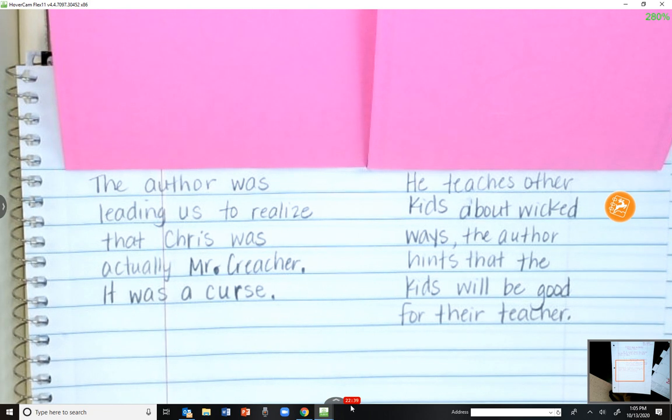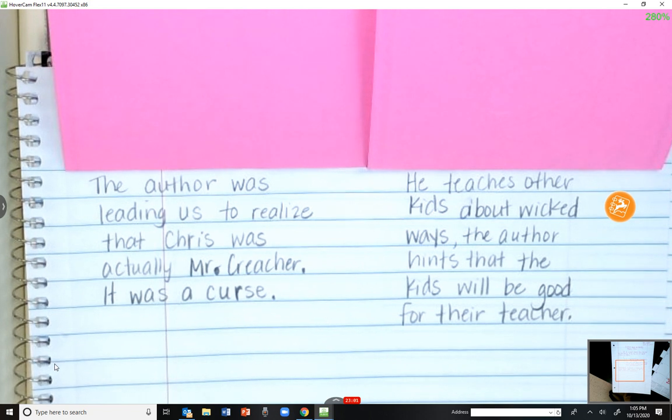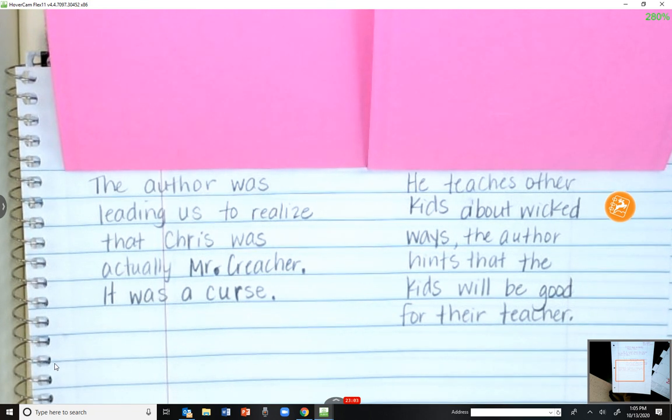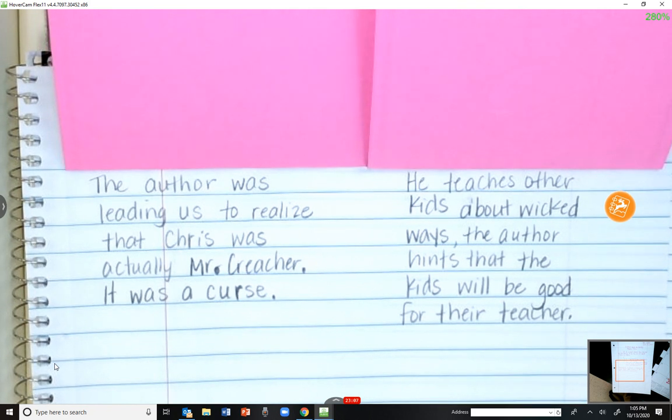Okay? So that's what foreshadowing means. There are some clues in the book that kind of gave you hints about what was going to happen next. Okay? The pictures can give you clues. What they say and how they say it can give you clues. And that's what it means for foreshadowing. You're using those hints to predict what's going to happen in the future.